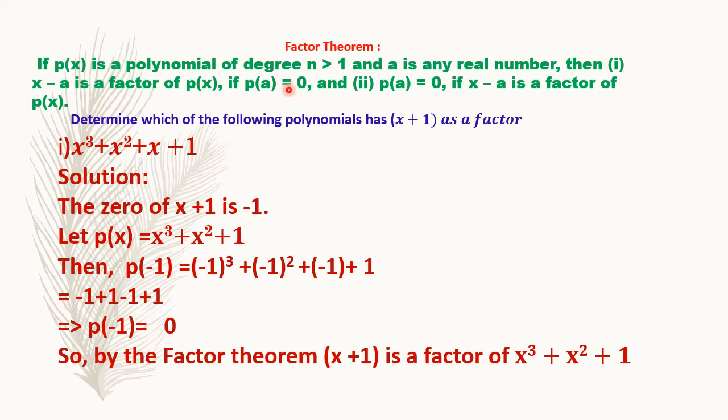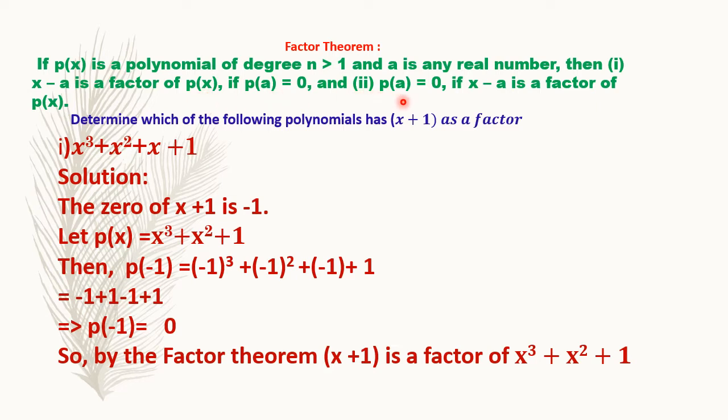Now suppose we take p(a) in place of p(x). It means we are replacing this x with a. If here we are replacing x with a, here also we will replace x with a. Then what will we get? We will get a minus a, that is equal to 0. That means p(a) is equal to 0. If such is the condition, then x minus a is a factor of p(x).